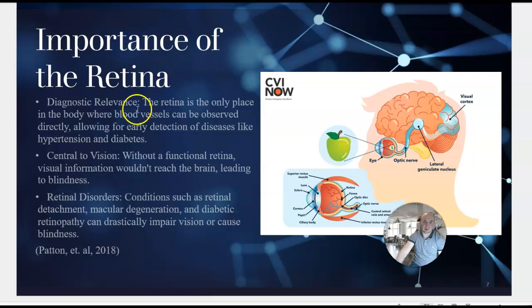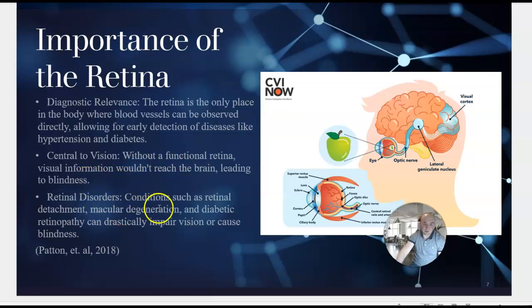What's the importance of the retina? The retina is important for diagnostic relevance. The retina is the only place in the body where the blood vessels can be observed directly, allowing for early detection of diseases like hypertension and diabetes. It's central to vision. Without a functioning retina, visual information won't reach the brain, leading to blindness.